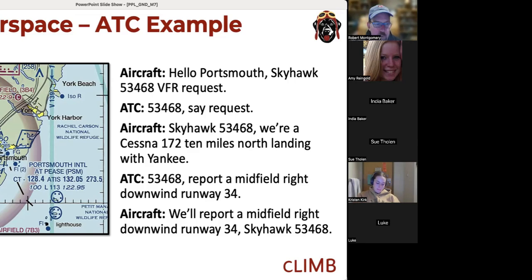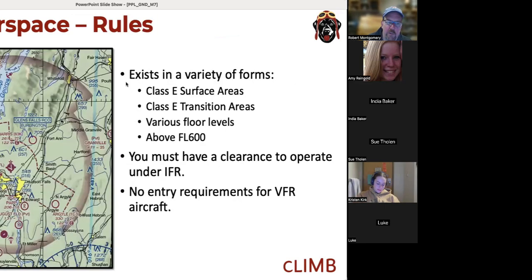And so the next thing we'll do is we'll head in, we'll join the right downwind, midfield, and we'll say, hey, tower, 53468 on the midfield right downwind. And they'll probably say something really insightful like clear to land. Okay. So it's pretty straightforward.